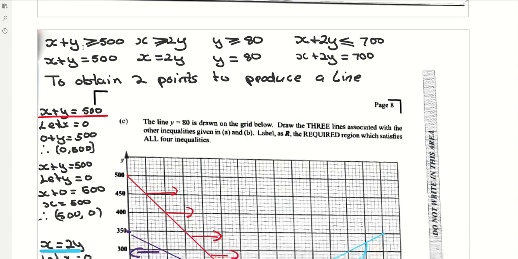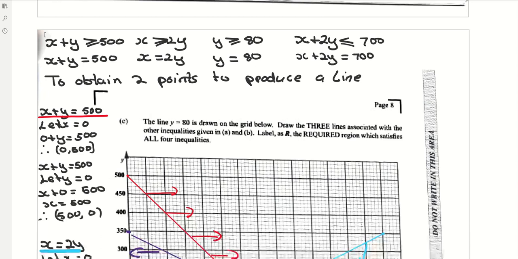So these signs now change to equal. So I'm going to be plotting x plus y is equal to 500, x is equal to 2y, y is equal to 80. Well, y is equal to 80 is already plotted. And x plus 2y is equal to 700.